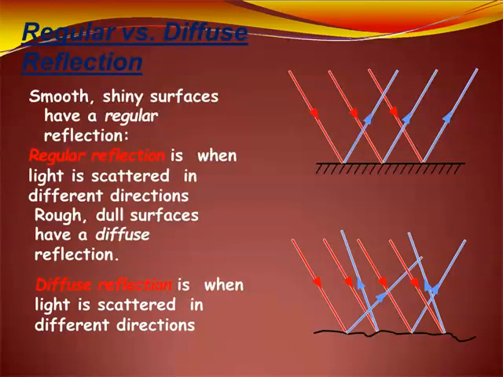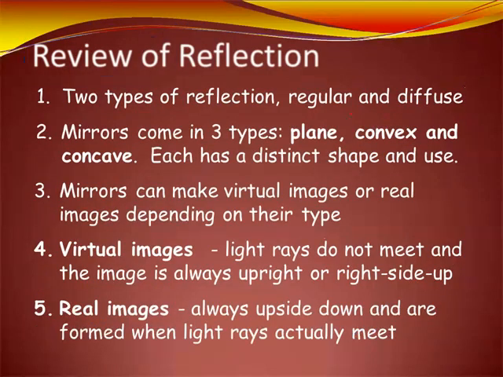Whereas in diffused reflection, if the surface is not smooth, if it is uneven, then the angle of incidence is not equal to the angle of reflection. That means the angle of the red line will not be equal to that of the blue line. So that is regular and diffused reflection. Now we will have a review of reflection, what we talked about in a simpler way. There are two types of reflection: regular reflection and diffused reflection.